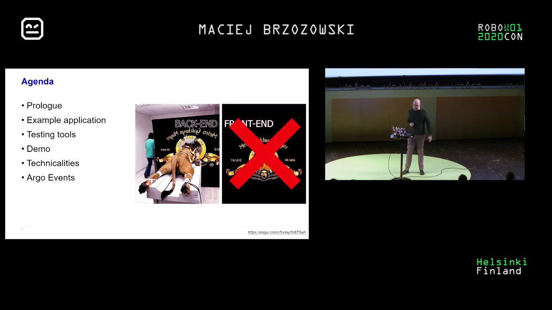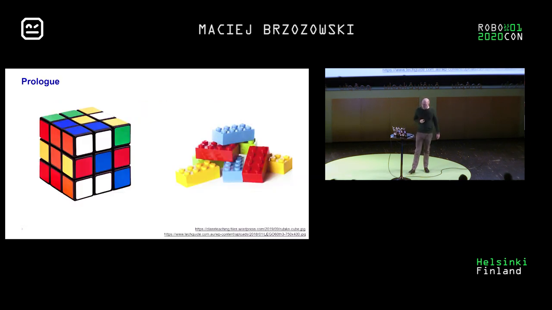We will not focus on front-end today. If you are interested in testing front-end with Kubernetes, then you should have a look, for example, at Zalenium from Zalando. Last year there was a talk about that, so you can find it on YouTube. So now just boring backend stuff.